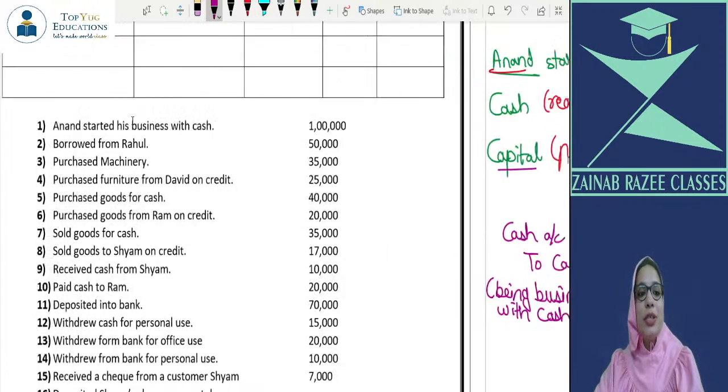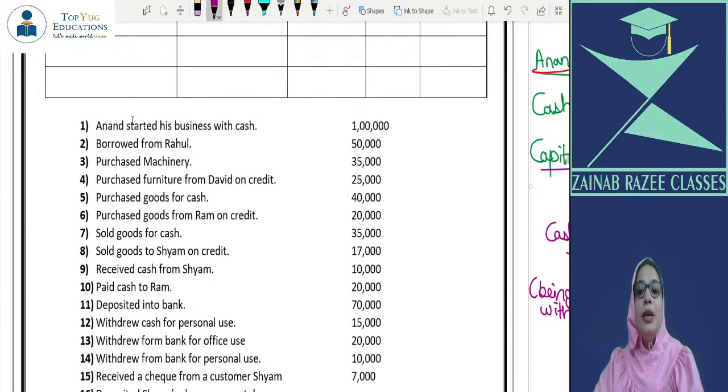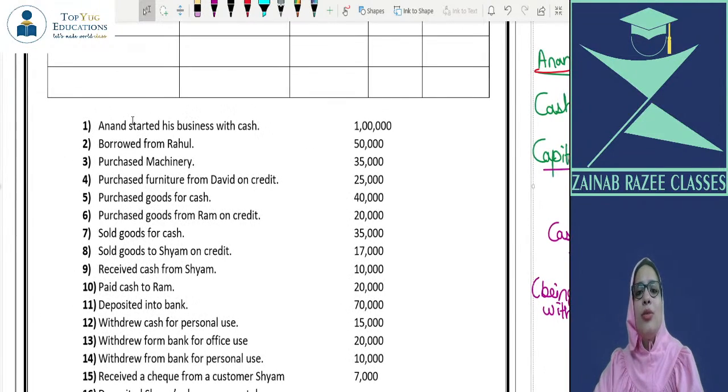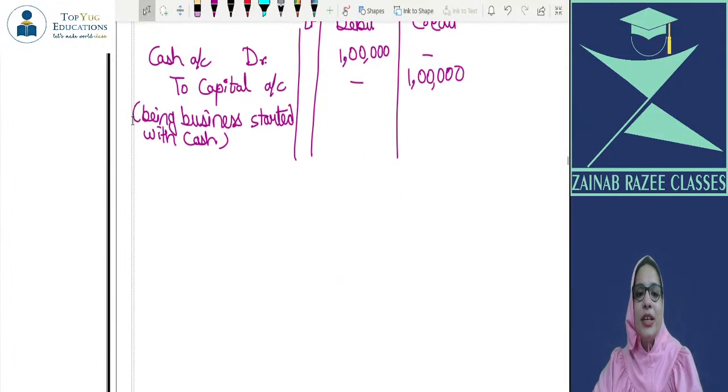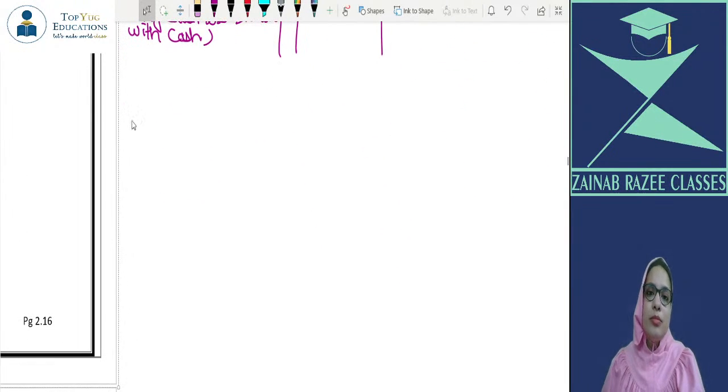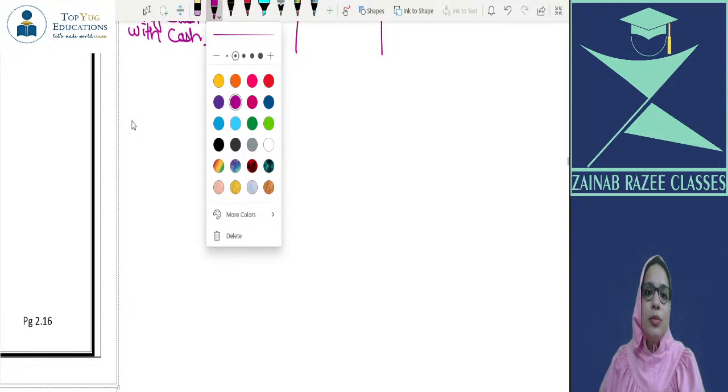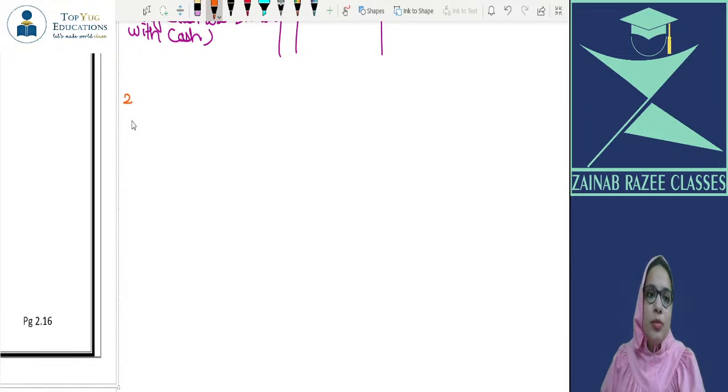Coming on to the next point now. Point number 2. Now I'll go a bit fast. Borrowed from Rahul. Come on, quickly. You all only tell me. Borrowed from Rahul. What will be the two accounts that get affected? Borrowed from Rahul. So I'm on point number 2.